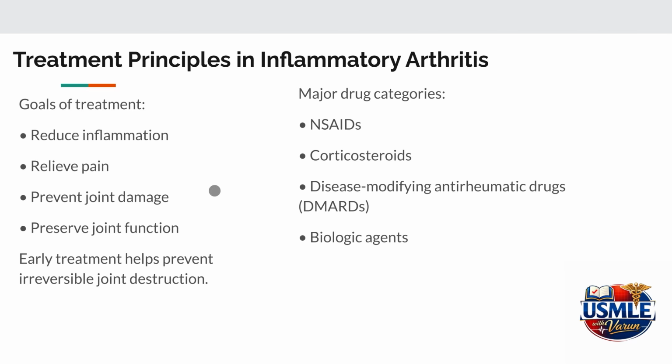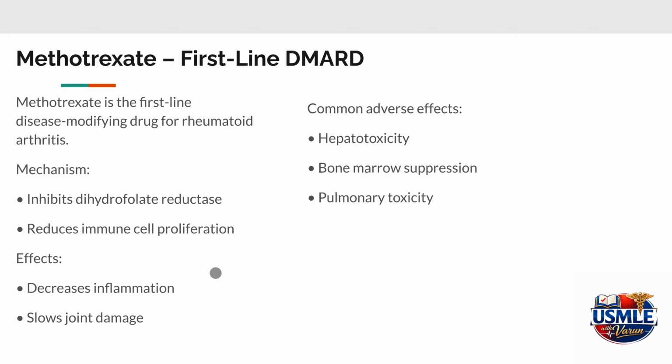Now, we will briefly discuss the treatment principles for inflammatory arthritis, which are also tested in integrated clinical questions. The main goals of treatment are to reduce inflammation, relieve pain, prevent joint damage, and preserve joint function. Early treatment helps prevent irreversible joint destruction. So several drug classes are used in treatment. These include NSAIDs, corticosteroids, disease-modifying anti-rheumatic drugs or DMARDs, and biological agents. One important concept to remember is that early treatment is critical because it helps prevent irreversible joint destruction and long-term disability.